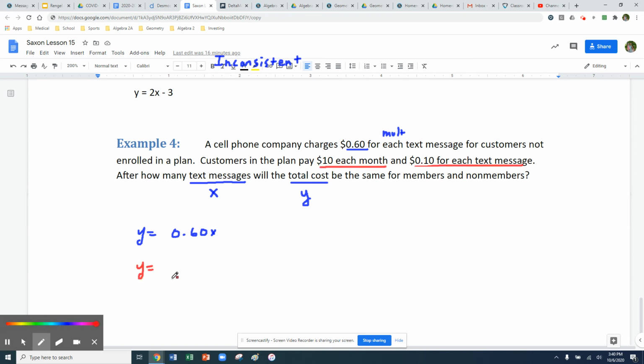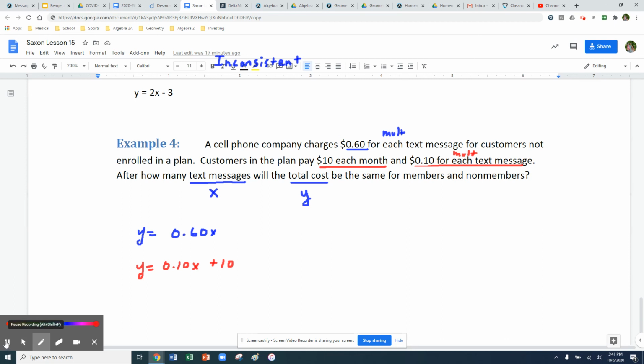Our second company charges $10 each month and 10 cents per text message. So over here, for my 10 cents per text message, I'm going to use multiplication when I see that each here. And text message is my variable, so I'm going to go 10 cents times x. Now there's no variable for each month, so that's just a standard monthly cost. So I'm going to add that on. That's going to be like my y-intercept. So I start the month at $10, and then my increase is going to be 10 cents per text message.